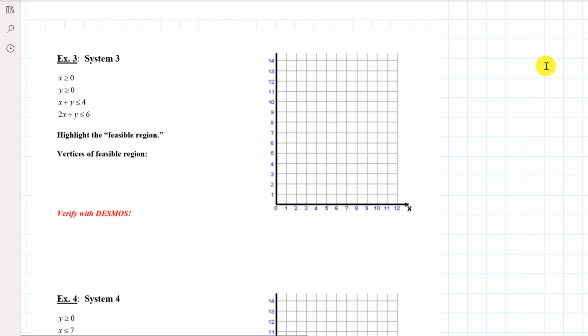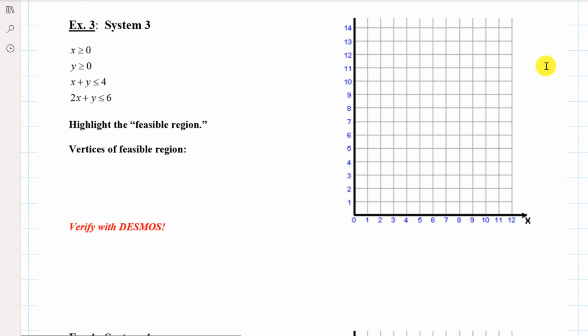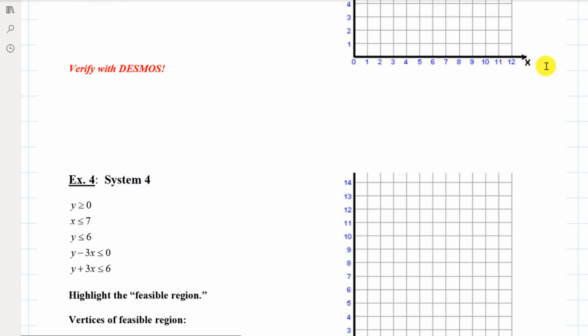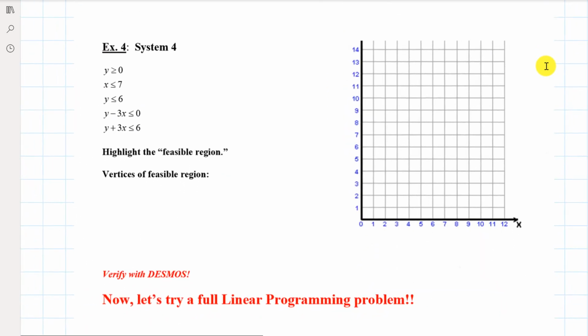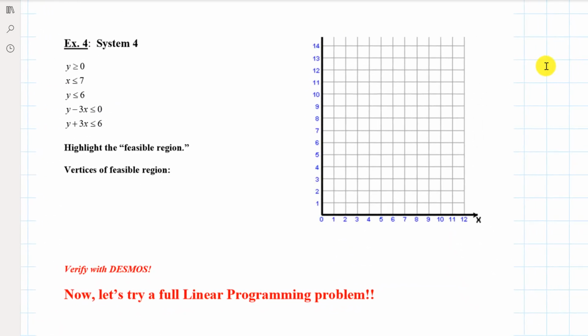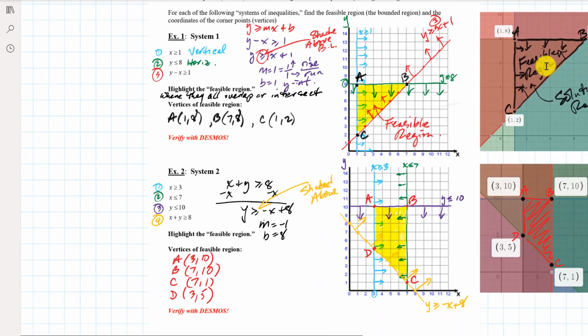Now what I want you to do is try these two. You've got system 3 here. Go for it. Make sure you verify it with Desmos when you're done, and then try system 4, and then submit that in Canvas when you're done, and then we'll get into part 2 when I see you next.